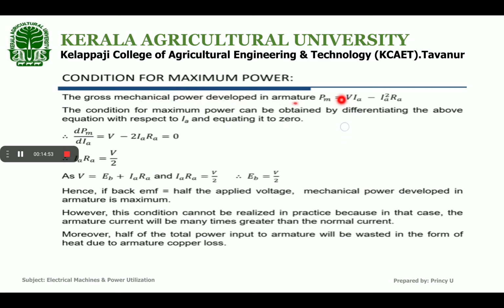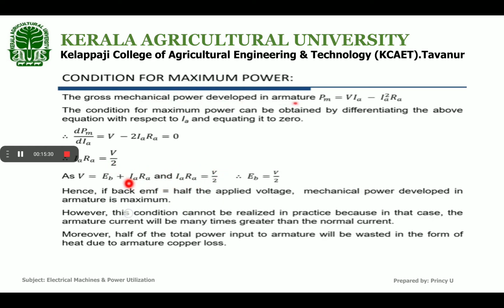What will be the value by differentiating VIA with respect to IA? d by dIA of VIA is V, and differentiating IA square RA we get 2IA into RA, and equate it to 0. So from this equation you can write V is equal to 2IA RA, which is IA RA is equal to V by 2. And we know the voltage equation of a DC motor is V is equal to EB plus IARA. And we know the equation, that is IARA is equal to V by 2.